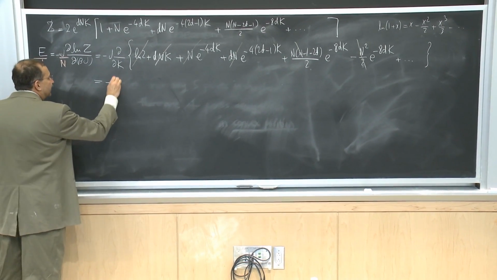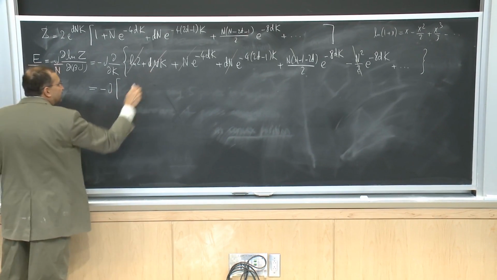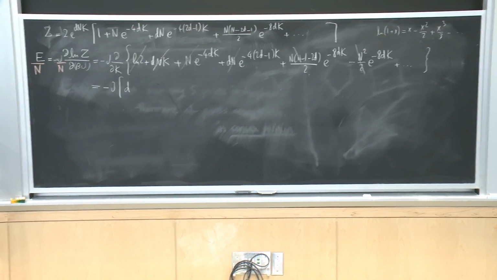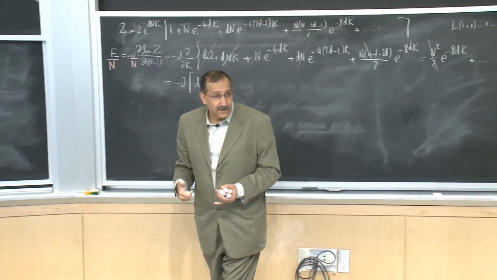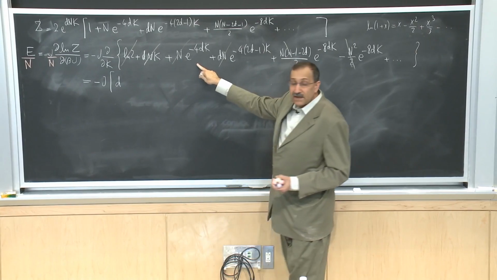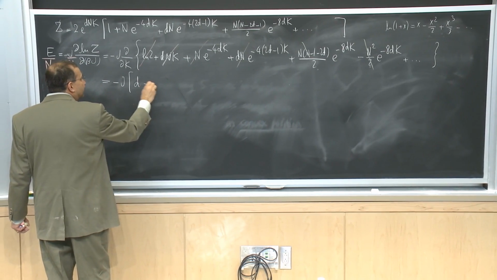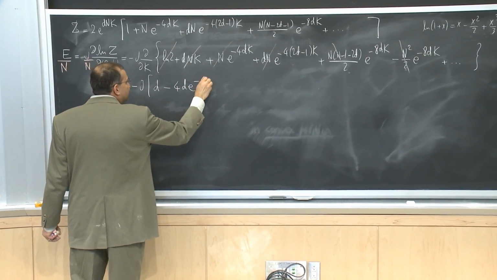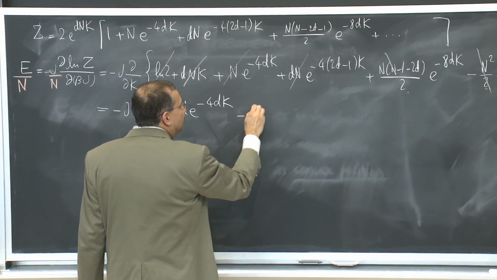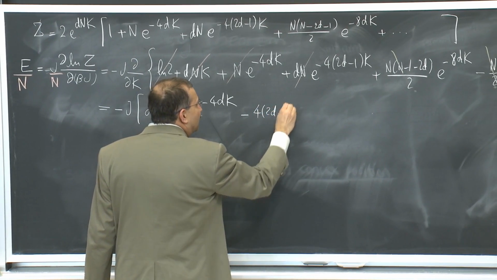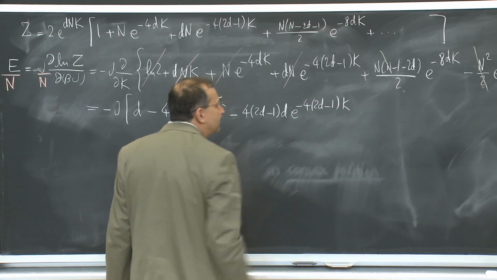So I have this series, and now I can basically take the derivatives. So I have minus J, and I take d by dK of the various terms that have survived. The first one is D. So DJ is essentially the energy per site that I would have at 0 temperature. I have strength J, D per site. And then the excitations will start to reduce that and correct that. And so from here, I would get minus 4D e to the minus 4DK. From here, I would get minus 4(2D minus 1)D e to the minus 4(2D minus 1)K.